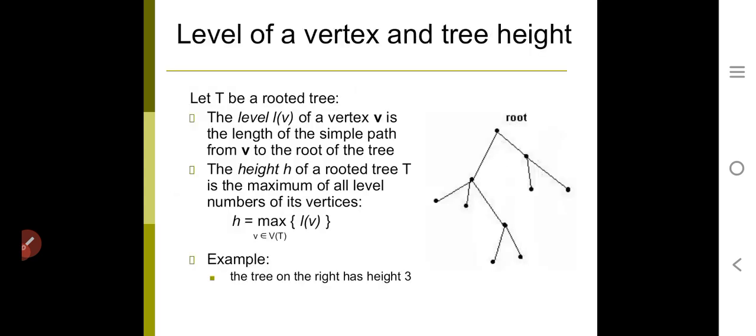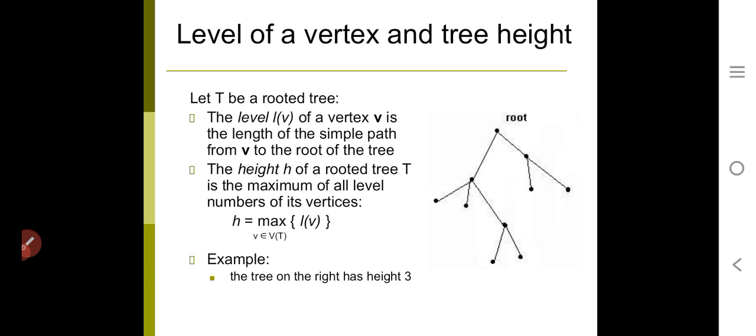Then how to find the levels of a vertex in a tree and the height of a tree. So what is meant by level? It is a step of the tree. Level means the length of the simplest path from the root vertex to a specific vertex. Then how to find the height? The height is the maximum level of any vertex from the root.